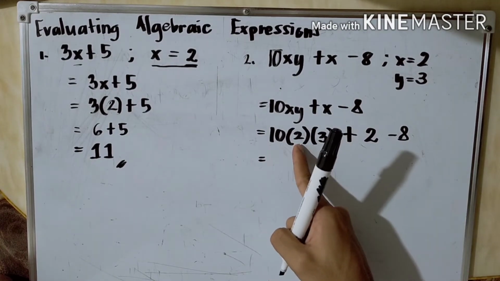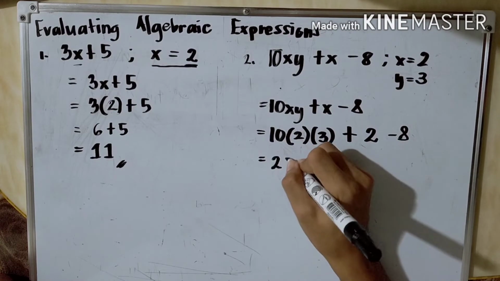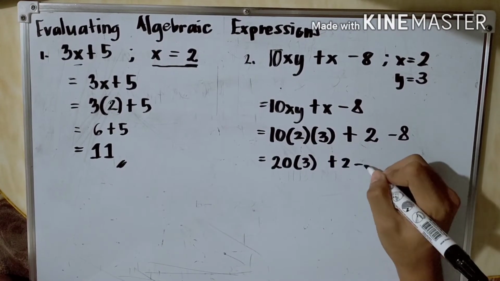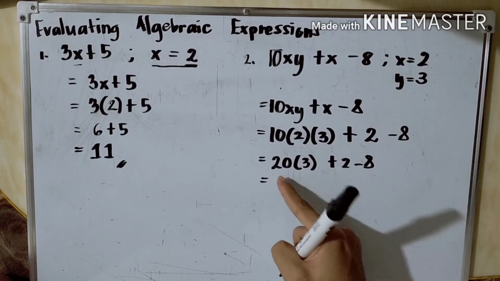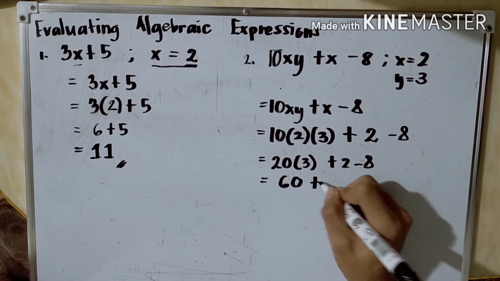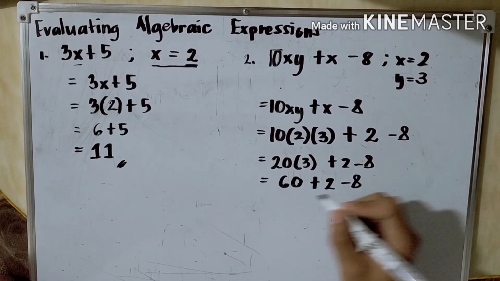What is 10 times 2? So, that is 20 times 3 plus 2 minus 8. What is 20 times 3? Okay, that is 60 plus 2 minus 8.